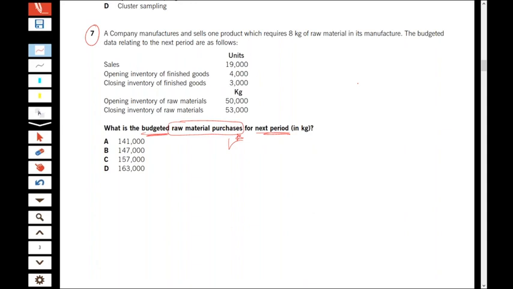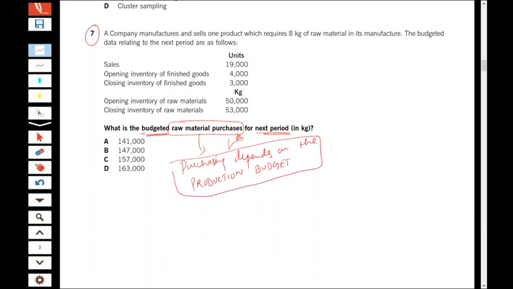As you remember, we had covered budgeting, and I have covered the maximum portion of it. Material purchasing depends on the production budget, and we do not have the production budget up till now. So we need to make a production budget first.